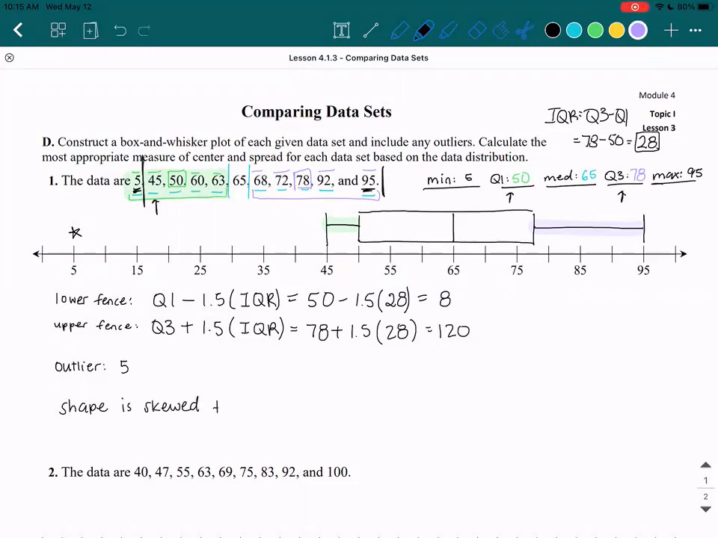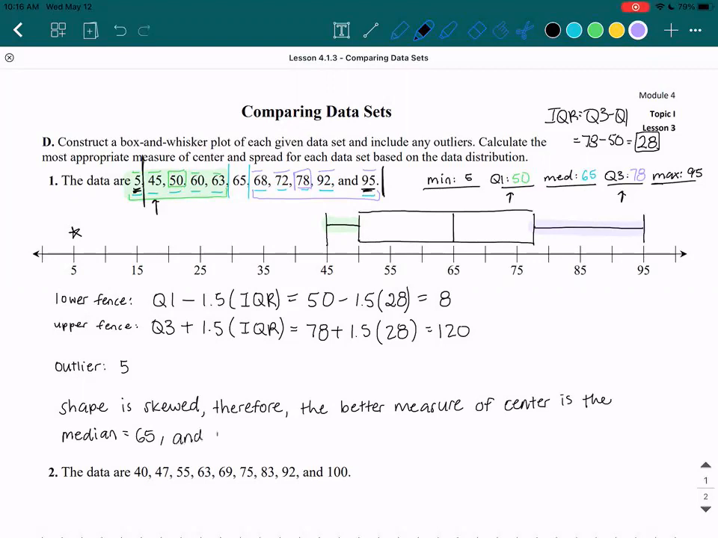Therefore, the better measure of center is the median. And we already calculated the median earlier just by creating the box and whisker plot. The median is 65 right over there. So I'm just going to write 65 because we already calculated it. So we don't need to calculate it again.